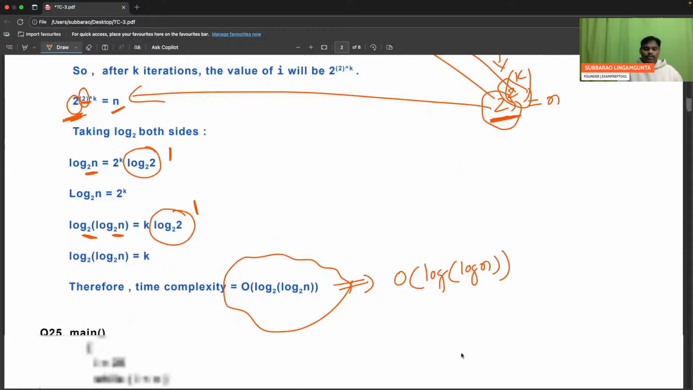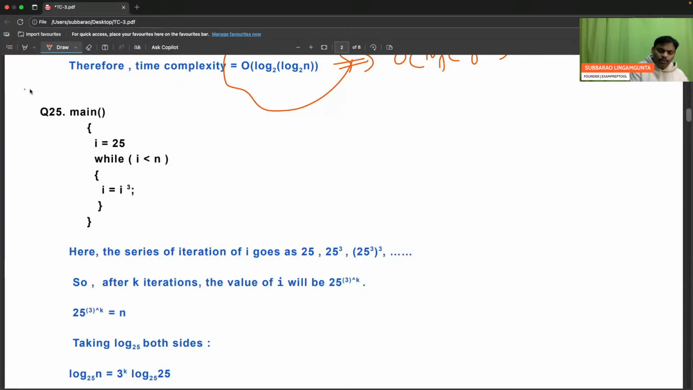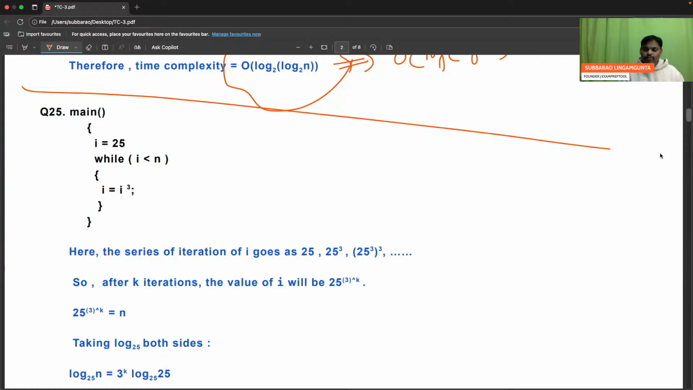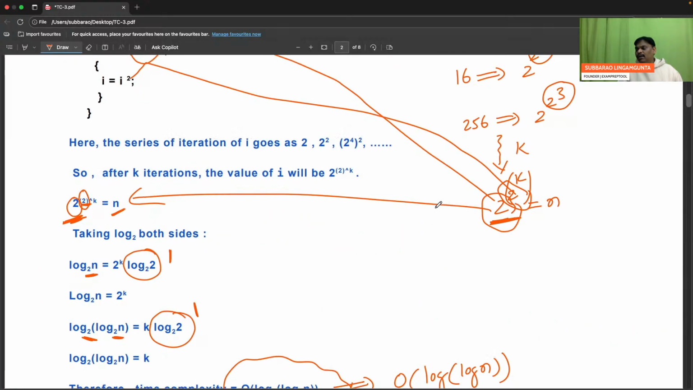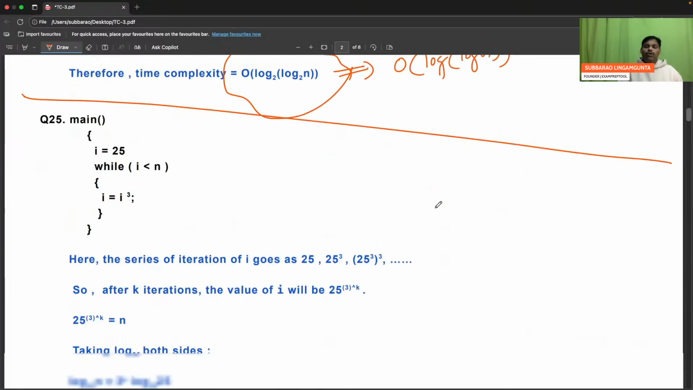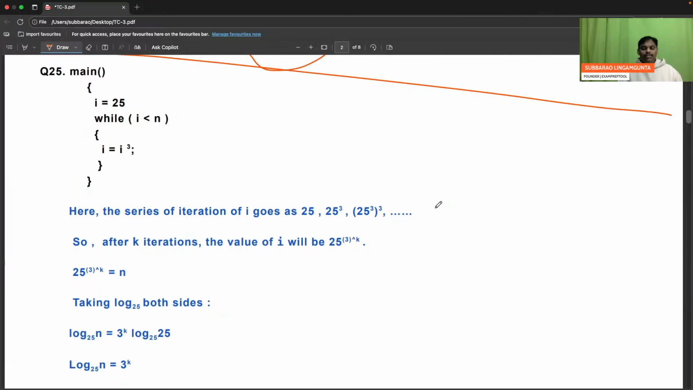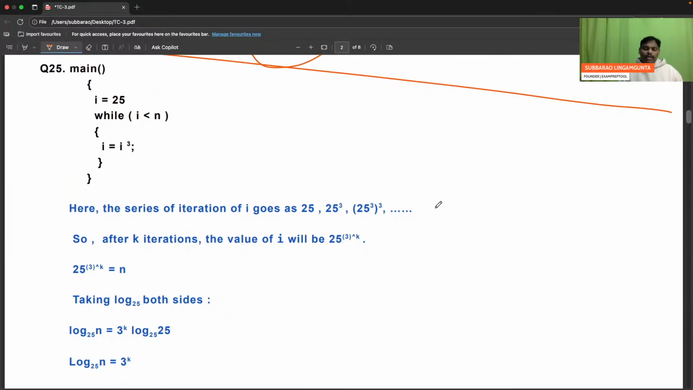See question number 25. Question 24 we have done; I think everyone knows. Very simple: in the power, the answer is log n. Understand? In the power, you are incrementing always by power. The answer is log n. For more clarity, you can see this problem.